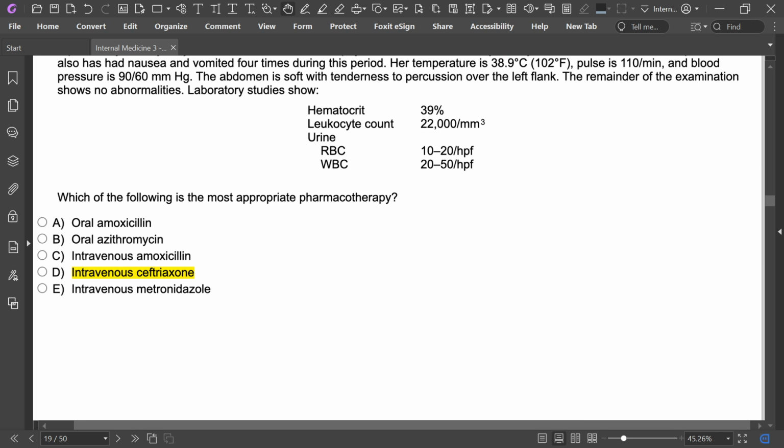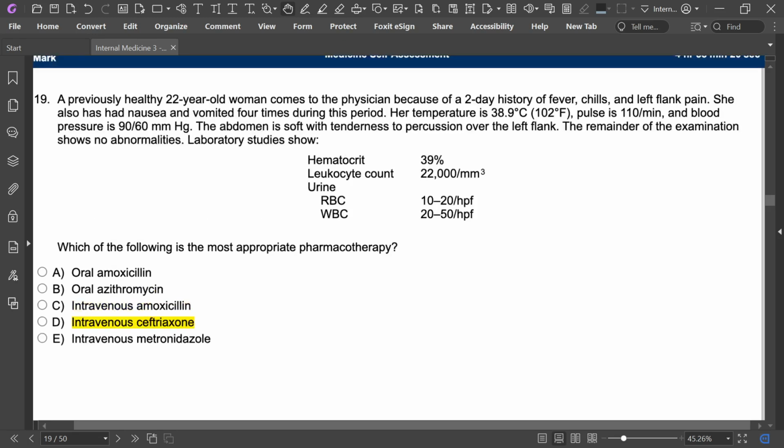Ceftriaxone should be given. So a 22-year-old patient presents with a 2-day history of fever, chills, and left flank pain, and vomited twice. Abdomen soft, WBC is high, RBC is also high. So this looks like pyelonephritis. With high RBC, high fever, left flank pain, vomiting, and BP going down, IV ceftriaxone should be started.